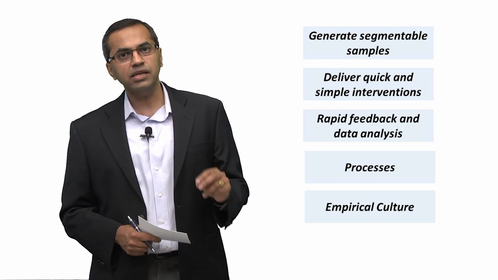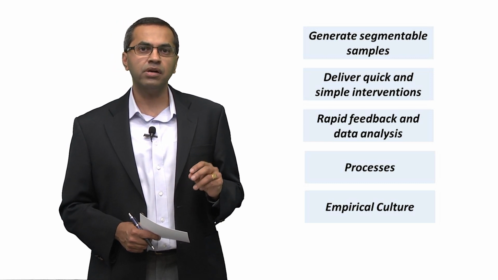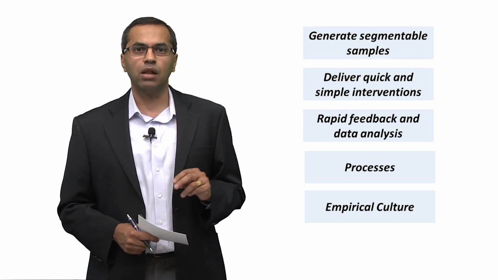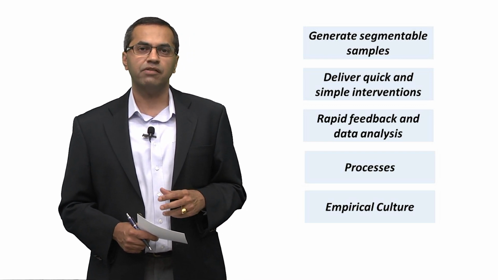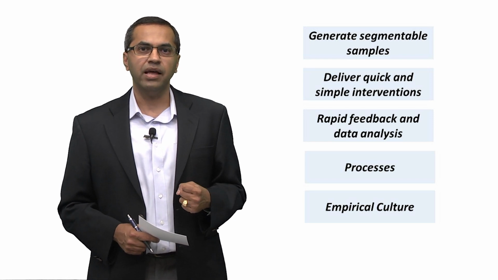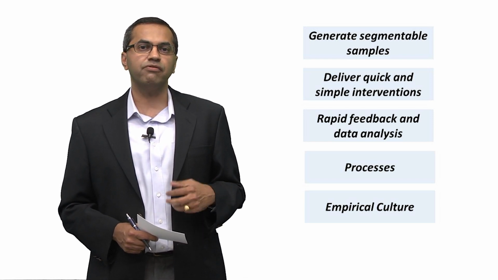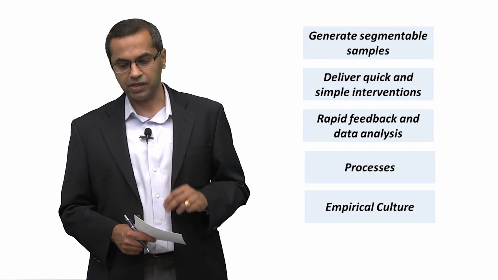The second key indicator is you need to have the ability to deliver simple interventions, low-cost interventions, and quick interventions. You need to have a process in place that decides what exactly the intervention is going to be, and those interventions need to be effective and efficient in order for you to be able to experiment effectively.